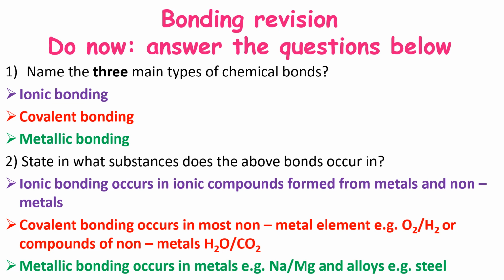And then finally, metallic bonding, as the name suggests, happens in metals. Okay, so when you just see sodium on its own or magnesium on its own, or even alloys, which are mixtures of your metals, understand that that would be metallic bonding. So make sure not to use what you understand for ionic or covalent bonding in metallic bonding, and obviously vice versa. Don't get them muddled up.